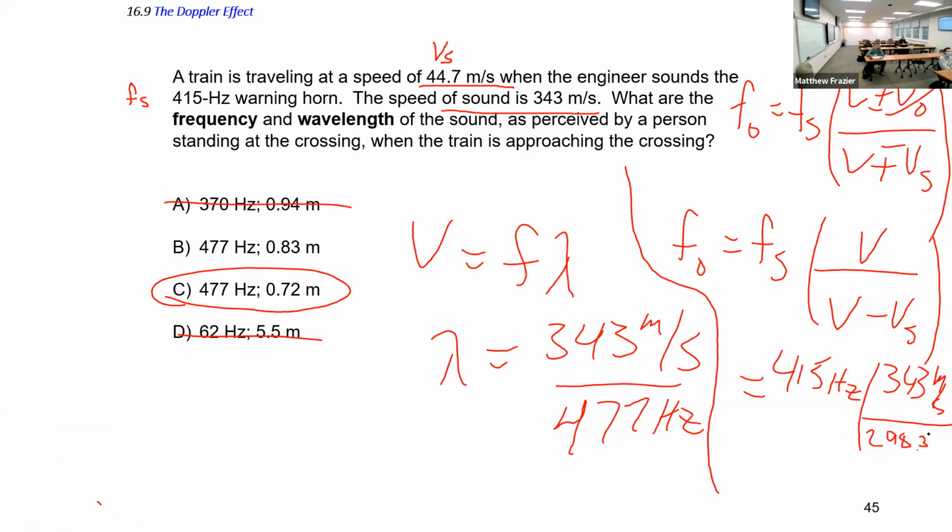298.3. And that would give you 343 divided by 298, a number bigger than 1, so you expect a larger frequency, and that's what you would get. You would get 477. So that's what I mean by intuition: you have to check when you put your numbers in, am I going to get a number that's larger? If it's approaching, do I get a larger number? If it's retreating, do I get a smaller number?